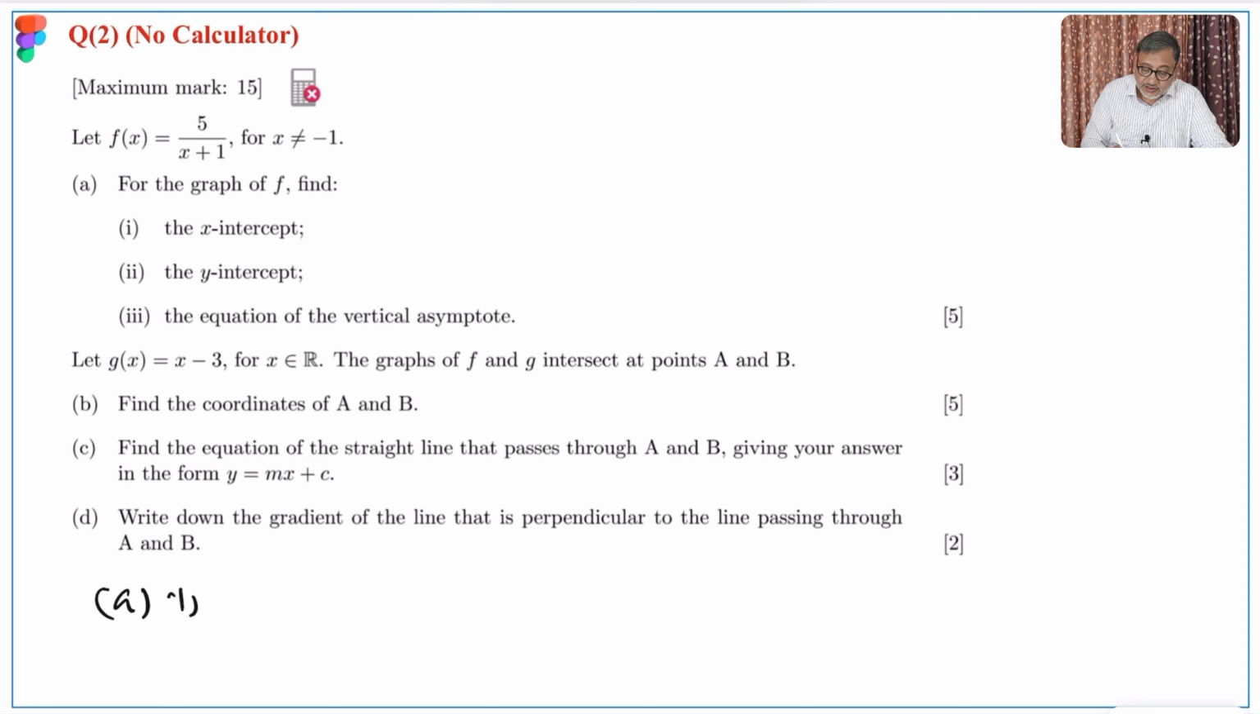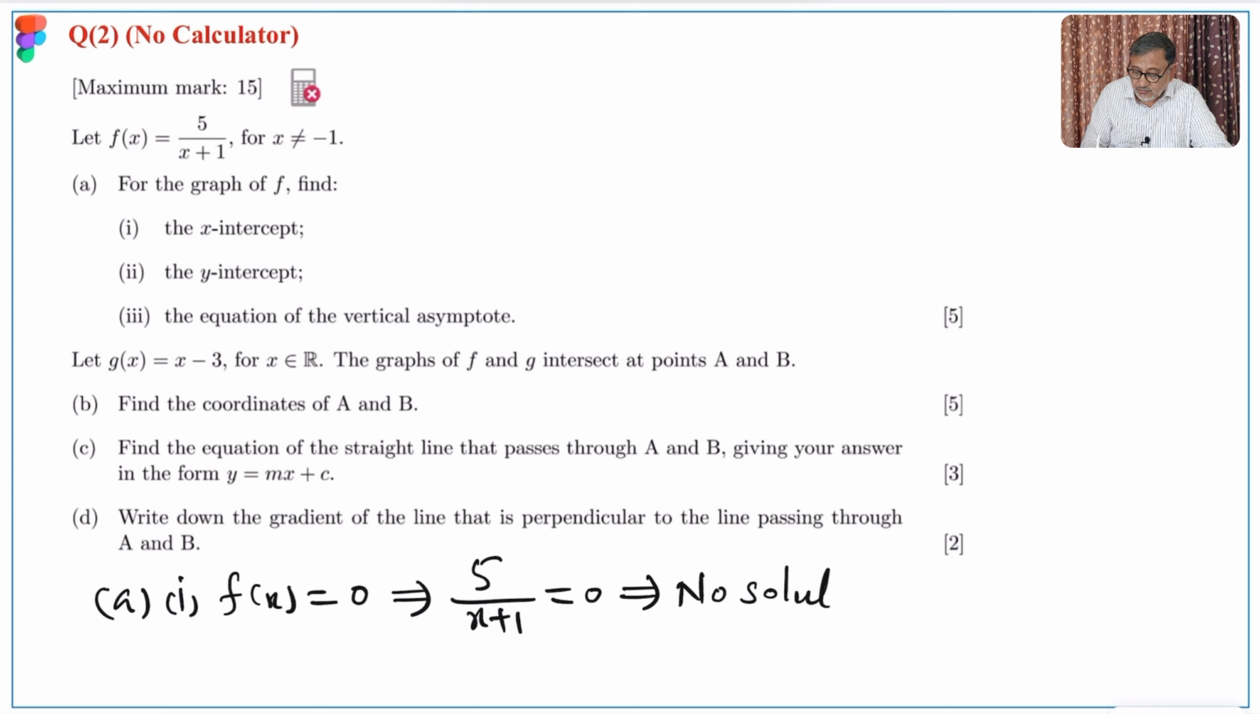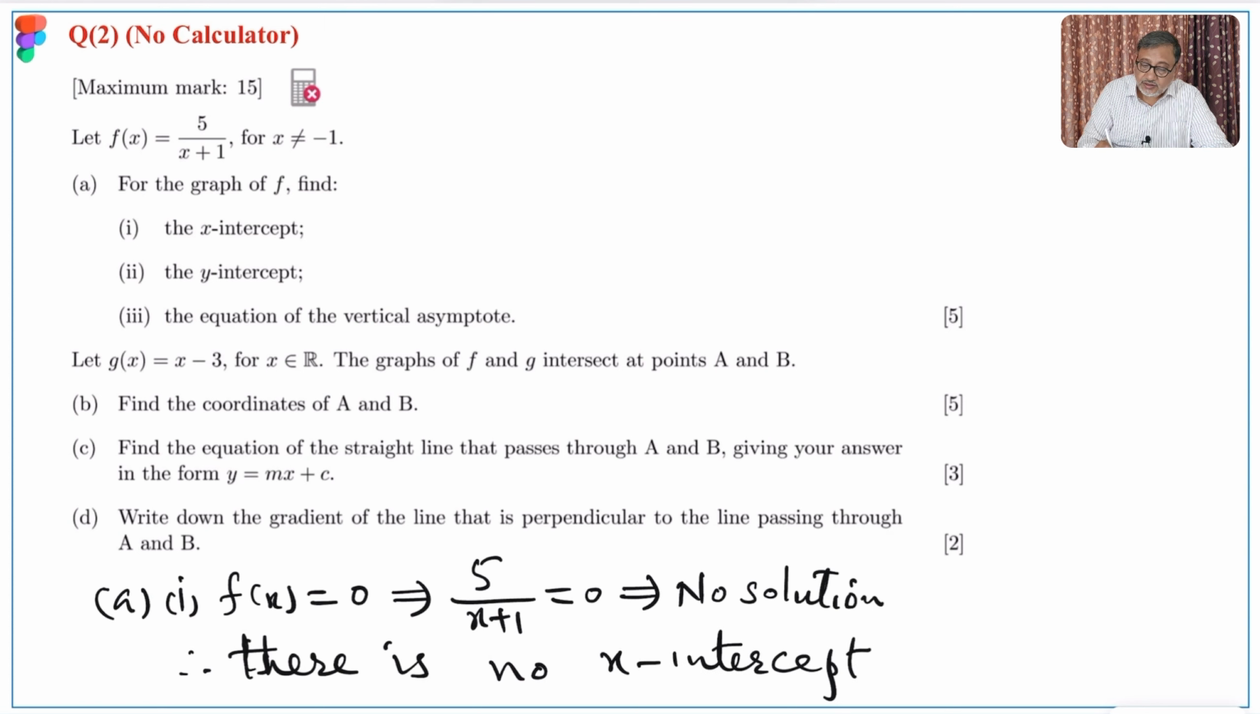For the x-intercept, put f of x is equal to 0, right? When we put f of x is equal to 0, it means 5 over x plus 1 is equal to 0. So there is no solution. Therefore, there is no x-intercept, right?